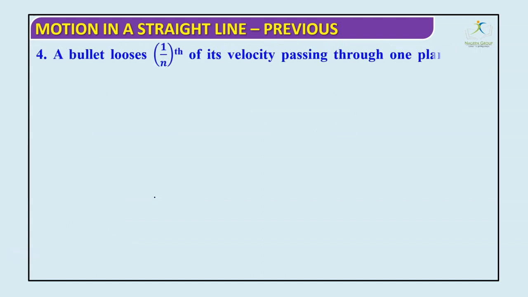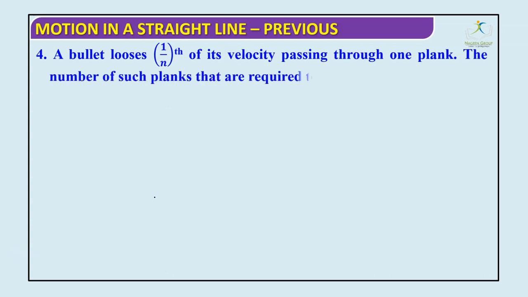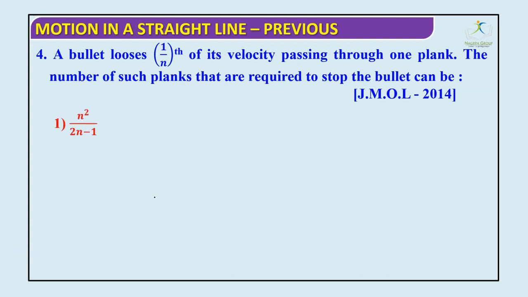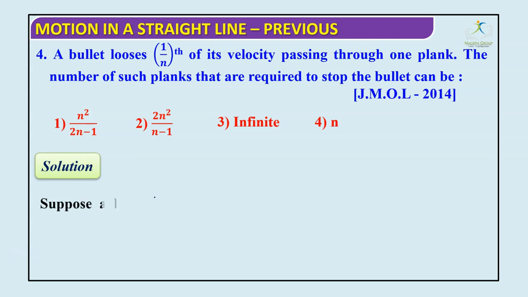Fourth question is: a bullet loses 1 by nth of its velocity by passing through a plank. The number of such planks that are required to stop the bullet can be n² by (2n minus 1), 2n² by (n minus 1), infinite, or n. Now let's move with the solution part, students.